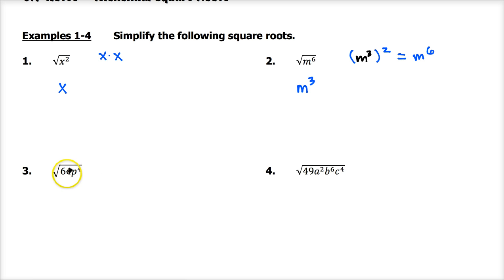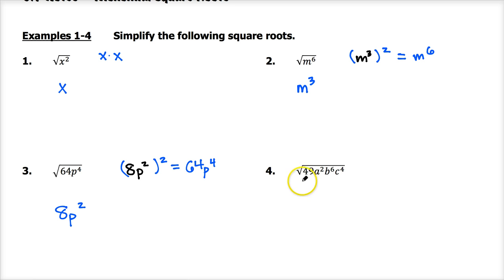Number three, radical 64p to the fourth, that's asking what squared would give you 64p to the fourth. Well, there's two parts to that. We know that 8 squared gives us the 64, so there would be an 8 in our answer. And we know p squared is p to the fourth. So radical 64p to the fourth is 8p squared.